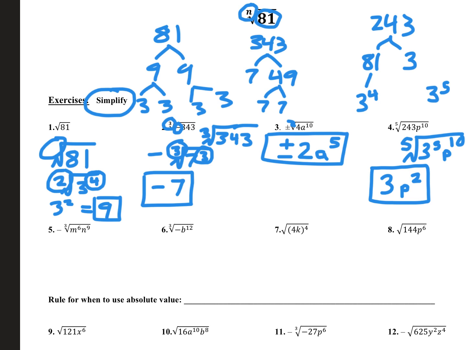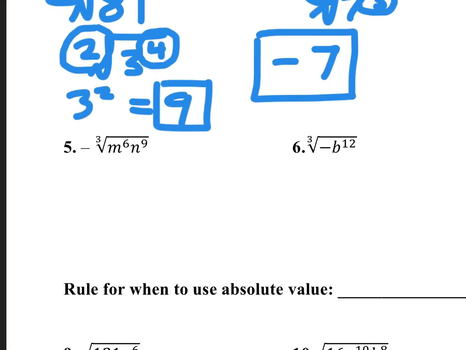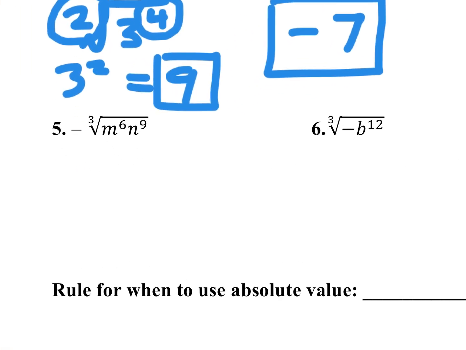For number 5, I'm going to zoom in on some of these. We're going to leave the negative outside, and I'm just going to divide. So m to the 6th divided by 3 is m squared. n to the 9th divided by 3 is n to the 3rd. When you divide, it's no longer stuck inside the radical.